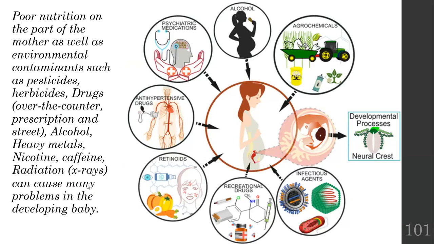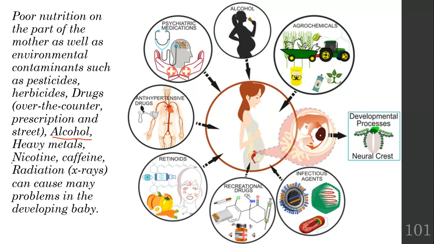So poor nutrition on the part of the mother, as well as environmental contaminants such as pesticides, herbicides, drugs, over-the-counter, prescription drugs, as well as street drugs. Many of these can pass through the placenta. Alcohol, heavy metals like mercury. For those of you who might be outdoorsy, you might do some fishing. There are many lakes and rivers in Alberta that have high mercury contents. And there's warnings right in the fishing regulations that say pregnant women should not consume fish out of this water body, because those heavy metals can end up crossing the placenta and can harm things like brain development.